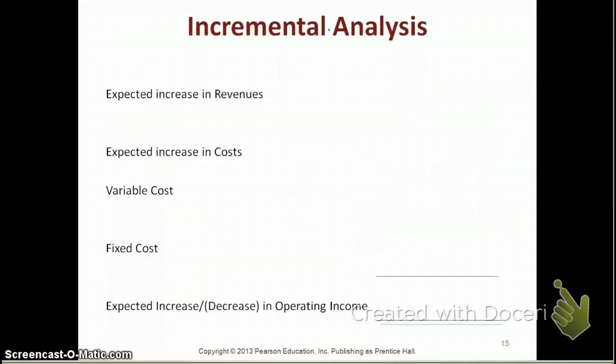As I mentioned, we're going to do what we call an incremental analysis, which is we're going to look at the expected increases in revenues and then compare them to expected increases in costs. And we're going to look at expected increase in variable costs as well as expected increase in fixed costs. And that will give you whether you have an expected increase or decrease in operating income if you accept the special order. Let's first start with expected increases in revenues.